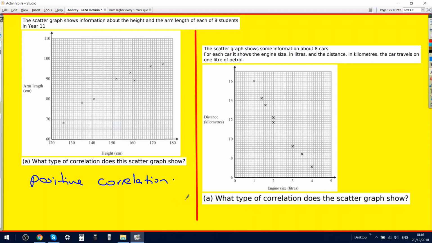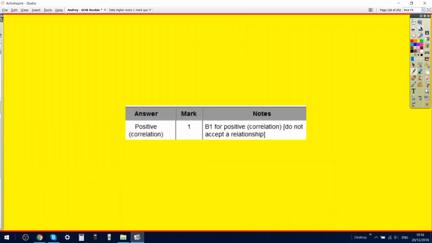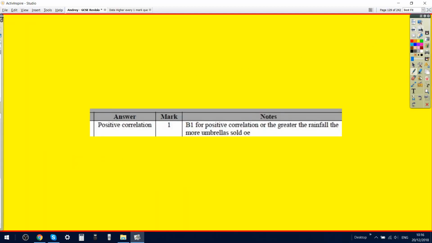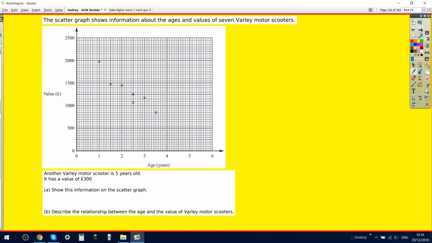This one on the right. Negative correlation. Well done. Correlation. What's the short answer for this one? Positive correlation. Yeah. And you could say as rainfall increases, umbrellas sold also increases, but the short answer is positive correlation. What is part A for this?